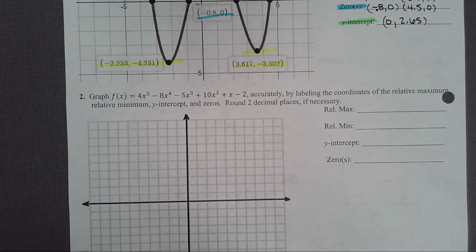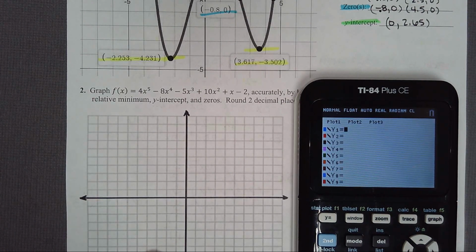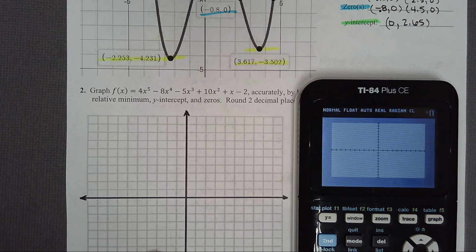All right, so the graphing one is not too hard. So you're going to go to y equals and type in the graph. So I have 4x to the 5th minus 8x to the 4th minus 5x cubed plus 10x squared plus x minus 2, enter. And hit graph.